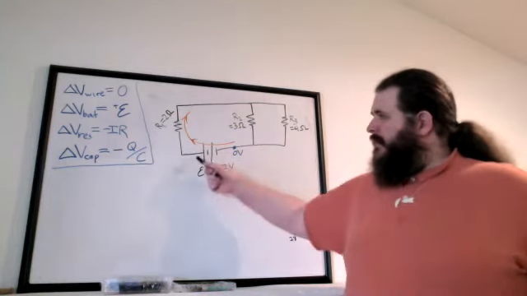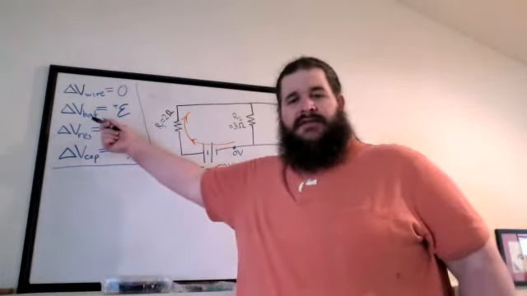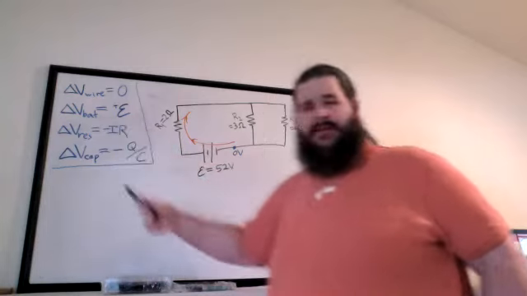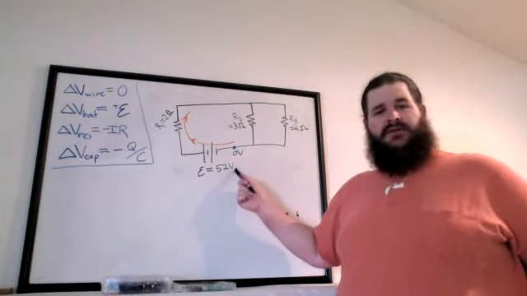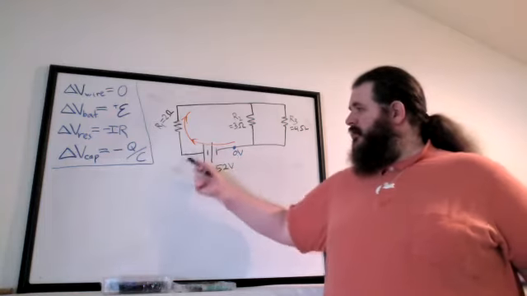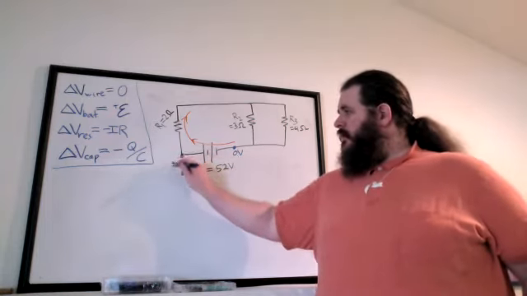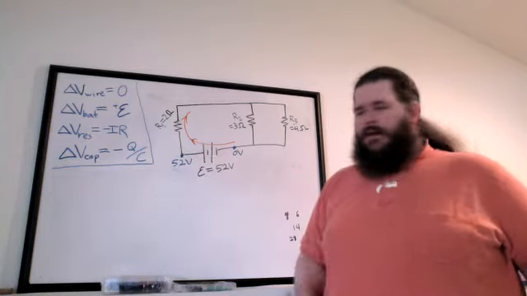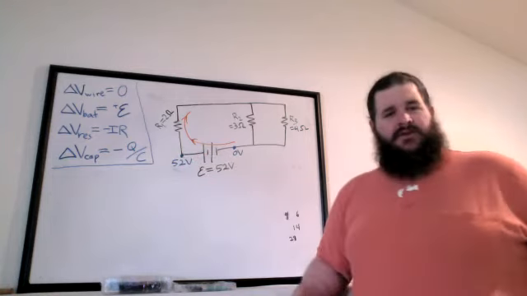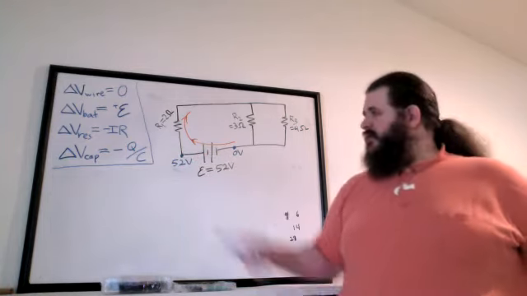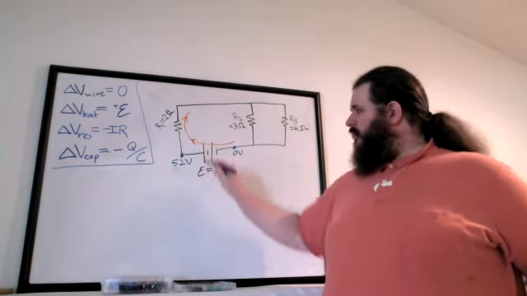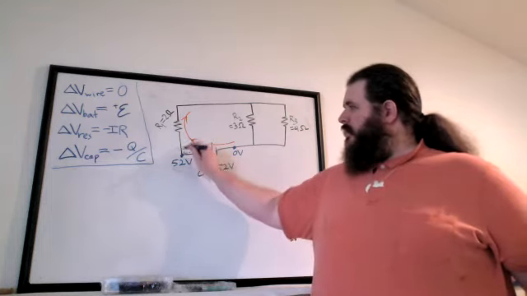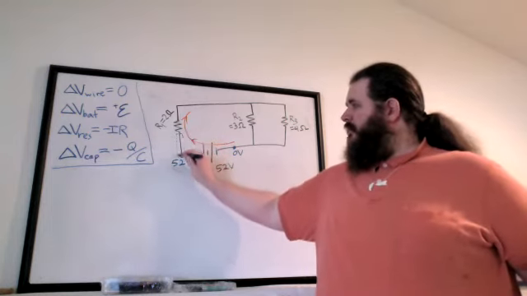We go through the battery and we consult our table of delta V's. Delta V for the battery is plus epsilon. If you go through the battery, that creates a difference of plus 52 volts. So we go from 0 volts to 52 volts. So this corner is a 52 volt location. But it's not just this corner, it's this entire region. So this entire zone is a 52 volt zone.